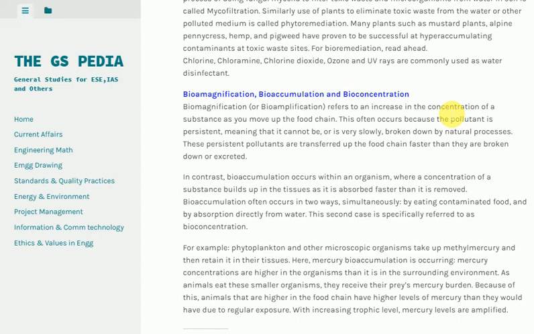For example, phytoplankton and other microscopic organisms take up methyl mercury and then retain it in their tissues. Here, mercury bioaccumulation is occurring. Mercury concentrations are higher in the organisms than in the surrounding environment. As animals eat these smaller organisms, they receive their prey's mercury burden. Because of this, animals that are higher in the food chain have higher levels of mercury than they would have due to regular exposure. With increasing trophic level, mercury levels are amplified.